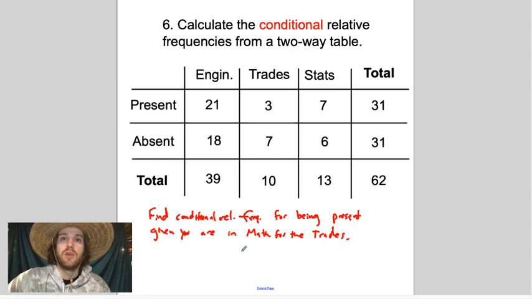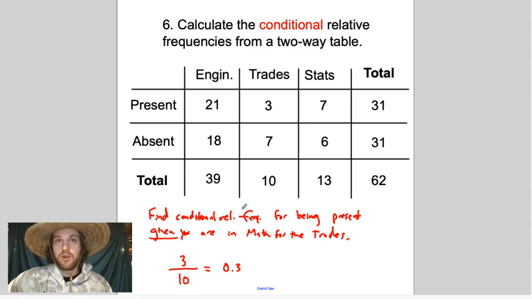Okay, so if you're in math for the trades, we're talking about given that you're in math for the trades. So that would be, in this case, given, okay, you're present given you're in math for the trades. That means what goes on the bottom, either 10 or 31. Well, present is the thing we're measuring. Given goes on the bottom, out of 10. So this is 3 out of 10, or 0.3. So given that you're in math for trades, basically 30% of the people were present. That's what it's asking. So that's looking out of a single column or row.